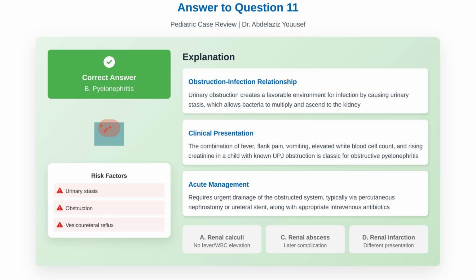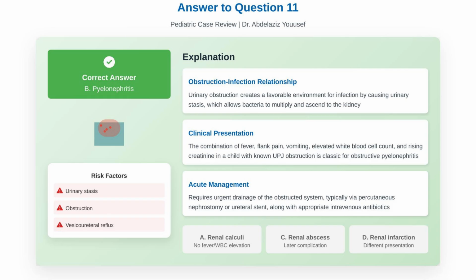Urinary obstruction creates a favorable environment for infection by causing urinary stasis, which allows bacteria to multiply and ascend to the kidney. The combination of fever, flank pain, vomiting, elevated white blood cell count, and rising creatinine in a child with known ureteropelvic junction obstruction is classic for obstructive pyelonephritis.